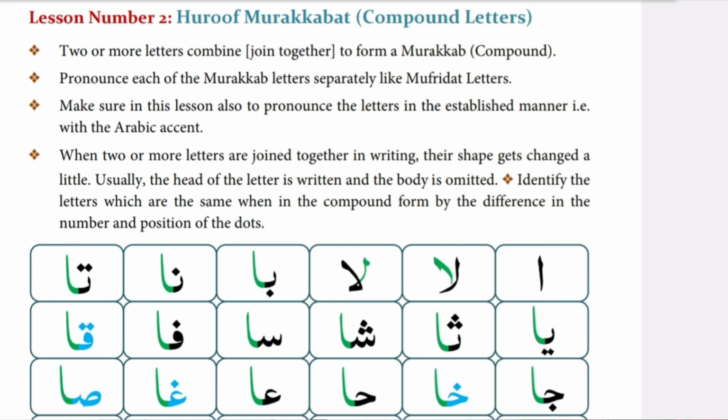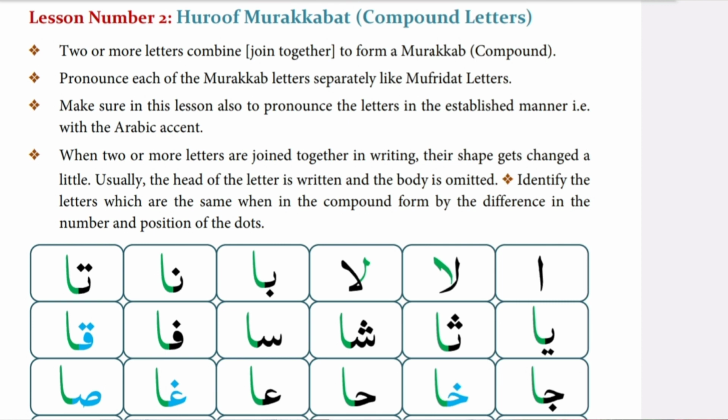Look at the boxes below. You can see two letters are written in each box. So these are compound letters. Two letters are written together. Sometimes three letters are written together. So these letters are called compound letters. Next rule.